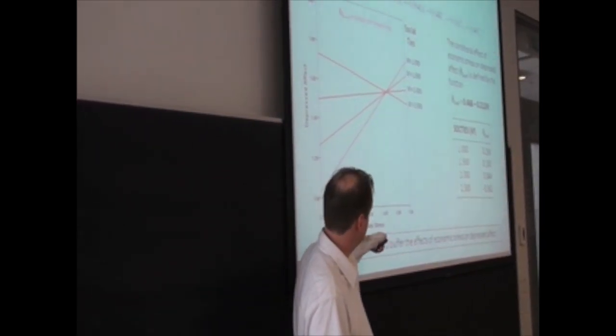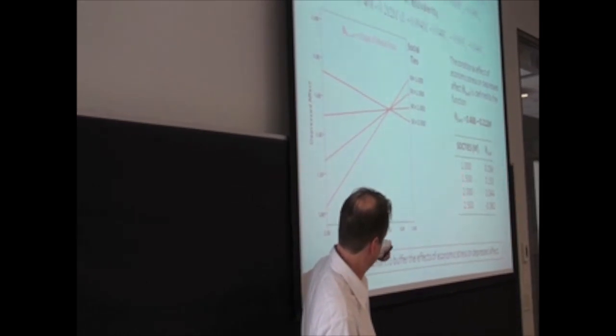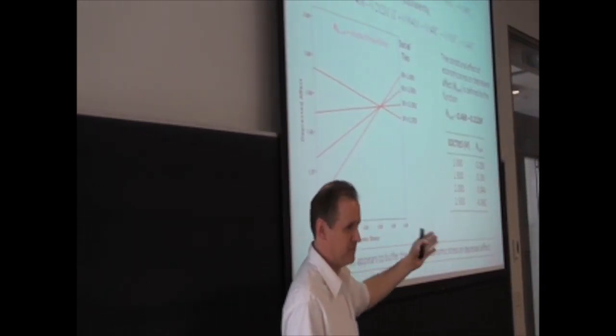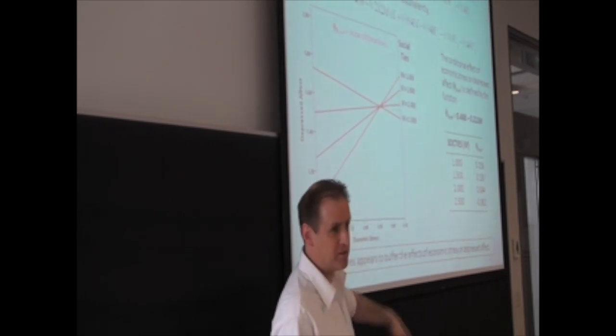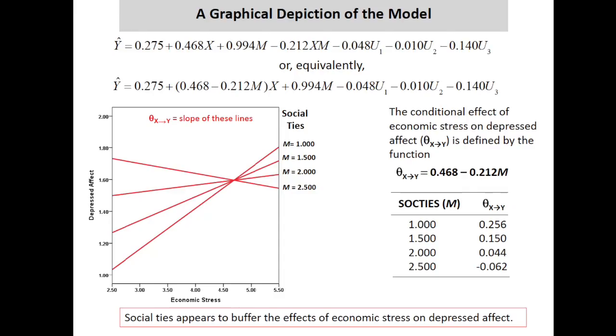But among those who have greater ties, now don't think of these in absolute number though. These aren't how many friends you have or something like that. It's actually an index based on frequency of contact with members in the group. But those who have more frequent contacts have stronger ties. The relationship is weaker, if anything, is even 0 and maybe even slightly negative for those who have much stronger social networks. So that's a lot easier to see than trying to interpret that minus 0.212.